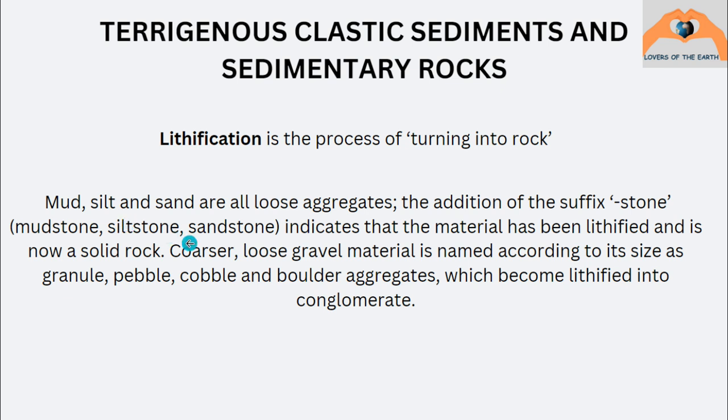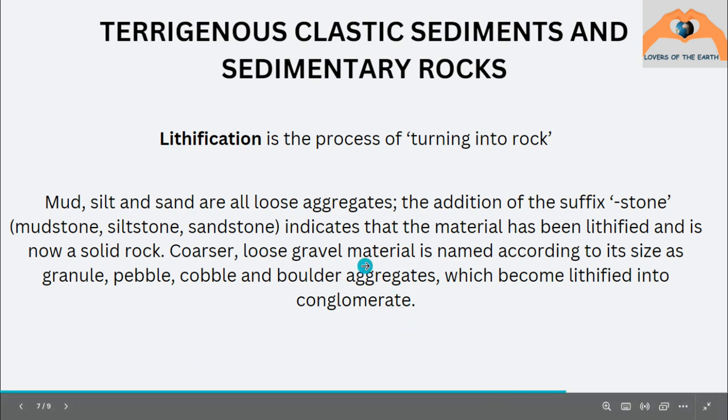Okay. Similarly, there are coarse, loose gravel materials which are named granule, pebble, cobble, and boulder. These, when lithified, become the conglomerate rock. Okay, these are making their individual mudstone, sandstone, siltstone. But if we are having these coarse pebbles, cobbles, and boulders, they come together or turn into a rock which is known as conglomerate.